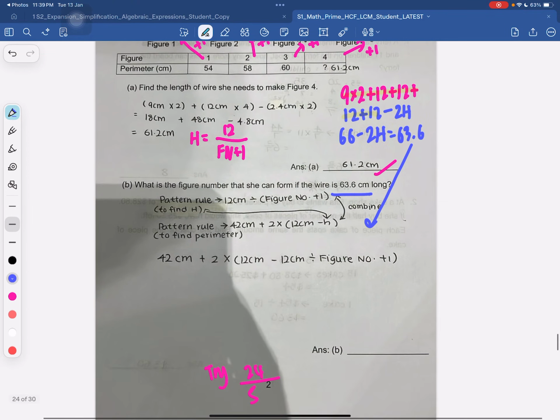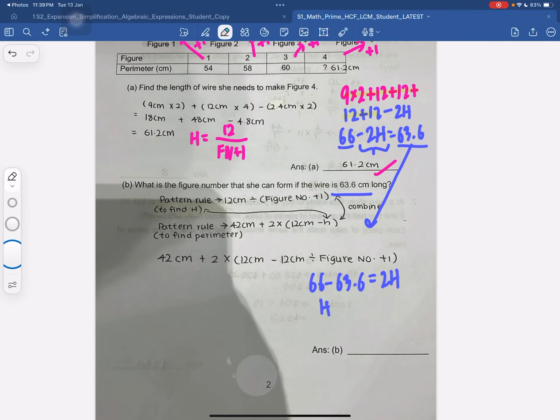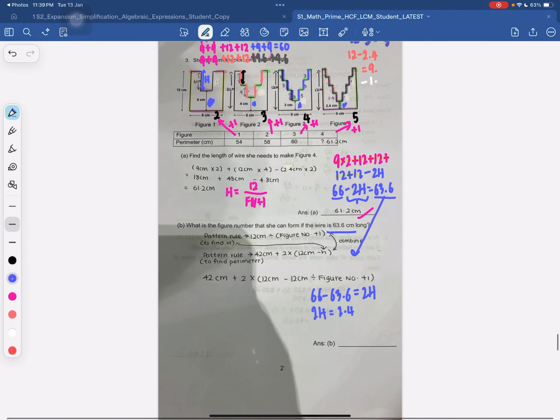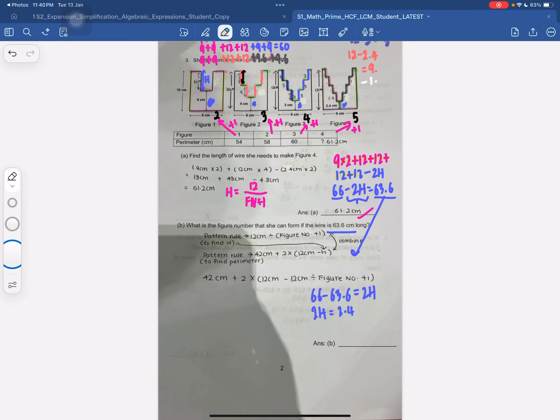So then, 66 minus 63.6. We all know this number, right? From 66, how to go to 63.6? So we'll take 66 minus 63.6, that will give us the value of 2H. So our 2H is actually 66 minus 63.6, which will give us 2.4. So in this case, after we found out our 2H is 2.4, we can continue to find 1H.